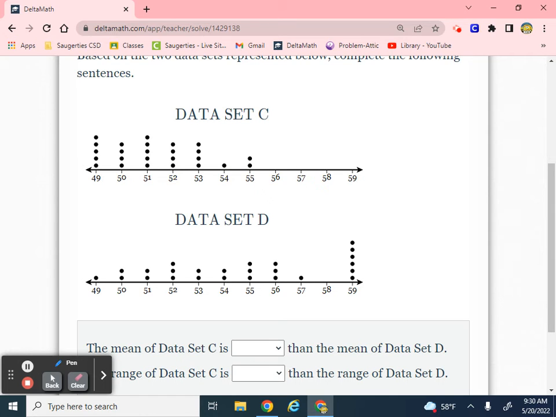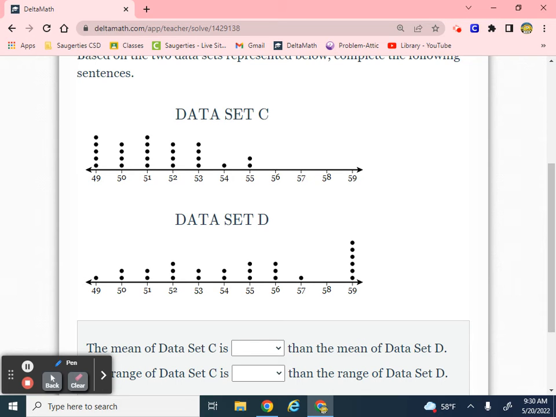So you have 2 different sets of data, 2 different dot plots, and then you got to do a drop down here. And it says the mean of data set C is blank than the mean of this one. You have to compare. I think I might change this and make people do 1 for these. So we're going to split up. We're going to divide and conquer without physically splitting up.